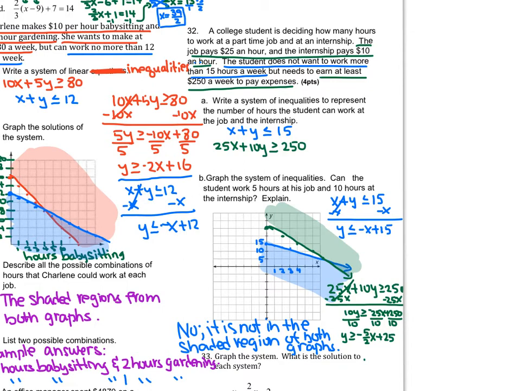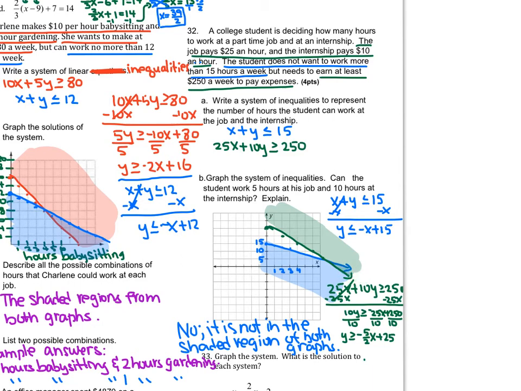On the green part here, it says that he has to earn at least $250, which means that he can earn more than $250 or exactly $250. So that makes it greater than or equal to. After graphing, you can find where they overlap. So they're overlapping in this little section here.